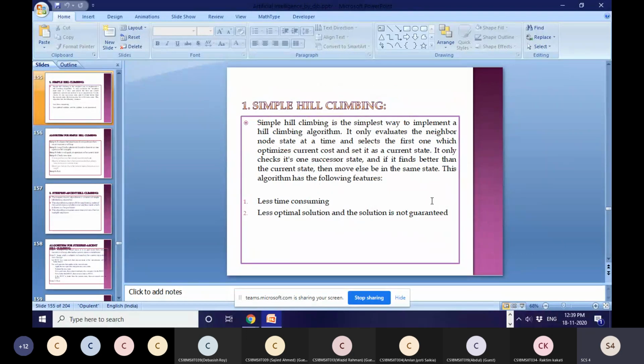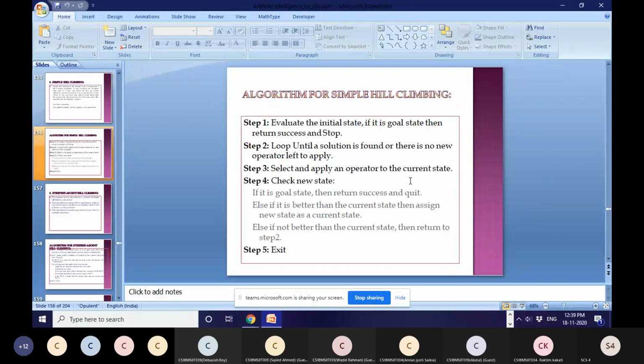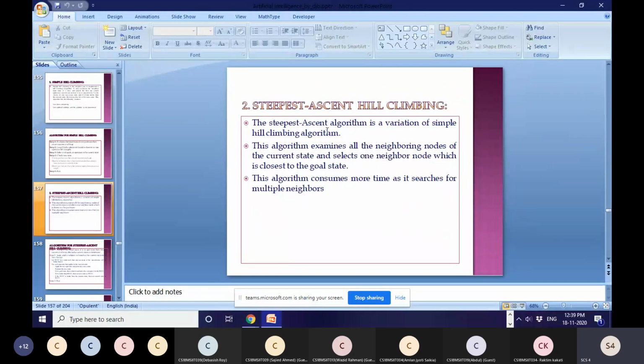Starting with simple hill climbing, you have seen the algorithm portion also. One variant is the steepest ascent hill climbing method. How is it different from simple hill climbing? It examines all the neighbors of the current state and selects the neighbor node which is closest to the goal state. Then it takes more time for this task.